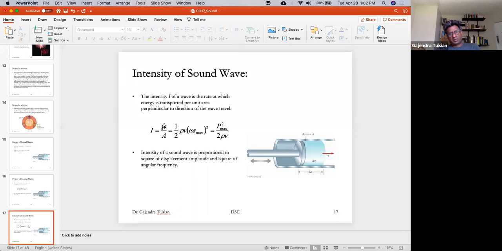Intensity of the sound wave is power per unit area. So how much energy is passing per unit area per second is intensity. And again, rho is the density of the fluid, V is the velocity of the wave, omega is the frequency of the wave, and S is the maximum displacement amplitude. And here is the intensity expressed in terms of the pressure amplitude. So this is the pressure amplitude squared divided by 2 times the density of the fluid times the velocity.